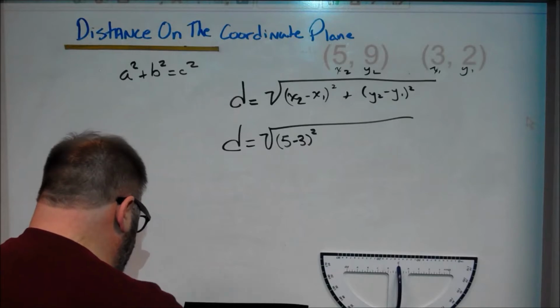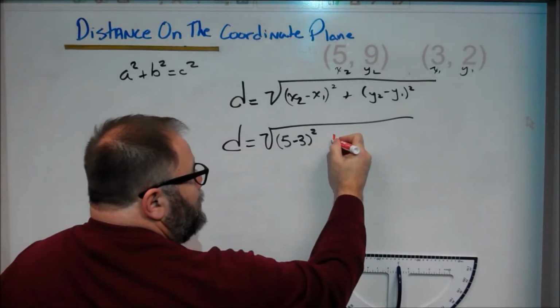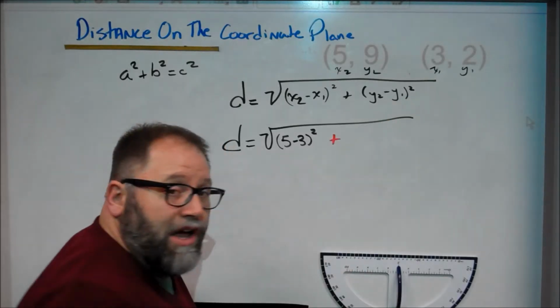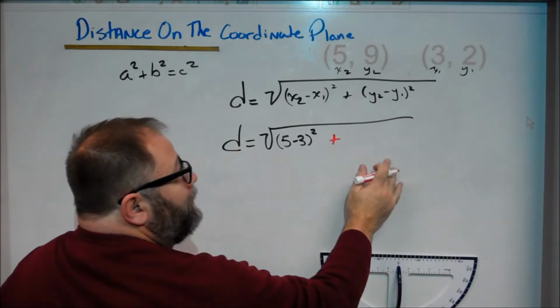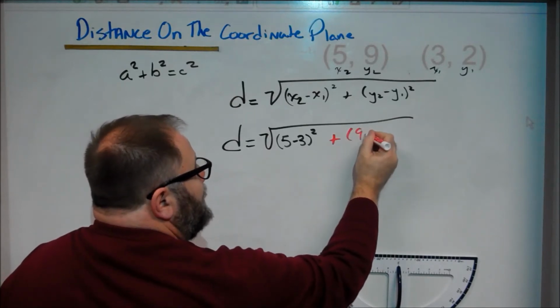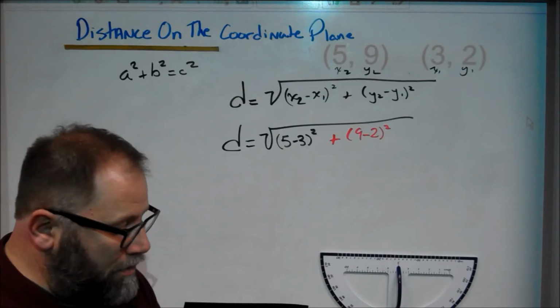Let's get some color in this so we can see it a little better. And then we're going to add that to our y's. So now we're going to subtract the y's from the y's. So 9 is 7 steps away from 2, but we're just going to write it as 9 minus 2 right now and then square it.